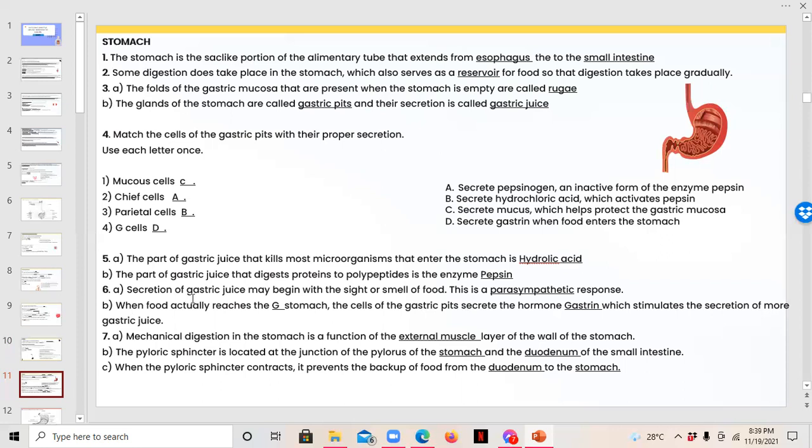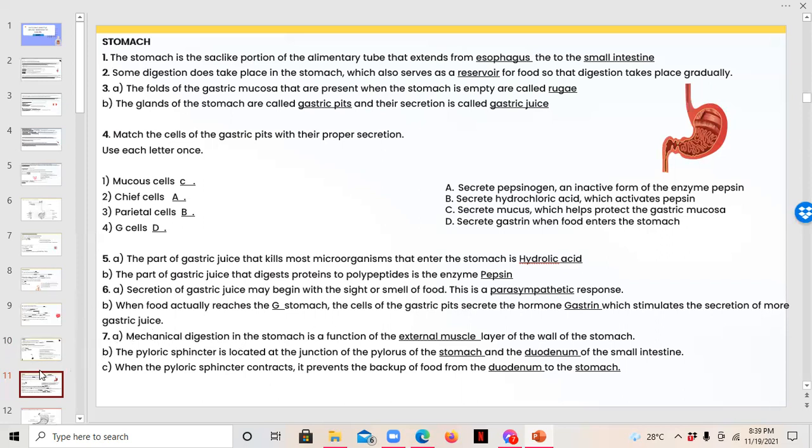Number 6, letter A. Secretion of gastric juice may begin with the sight or smell of food. This is a parasympathetic response. Letter B. When food actually reaches the stomach, the G cells of the gastric pit secrete the hormone gastrin, which stimulates the secretion of more gastric juice.